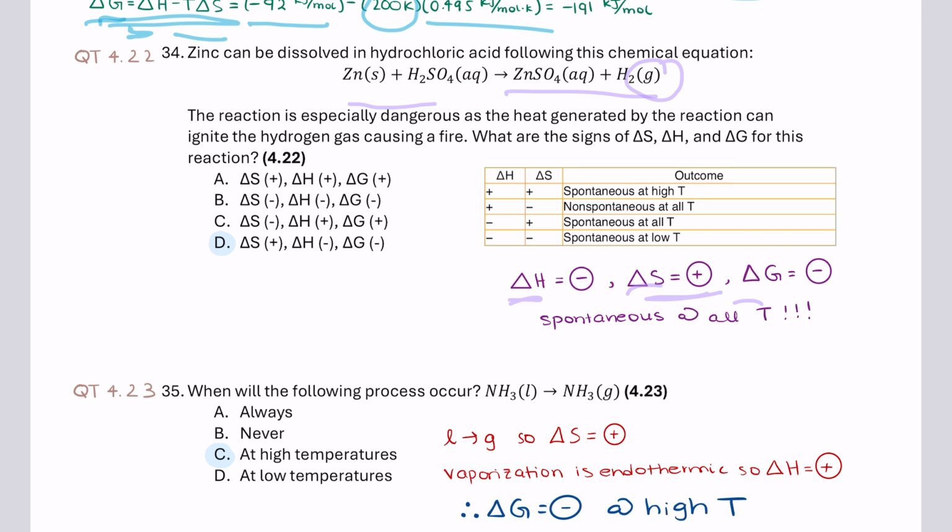This value is going to tell us whether the reaction is spontaneous or not. Since we've determined that the enthalpy change is negative and the entropy change is positive, looking at our table, this guarantees that delta G will be spontaneous at all temperatures. So that means delta G will be negative at all temperatures. To summarize, the entropy change is positive, the enthalpy change is negative, and the Gibbs free energy change is also negative. So the correct answer here is D.